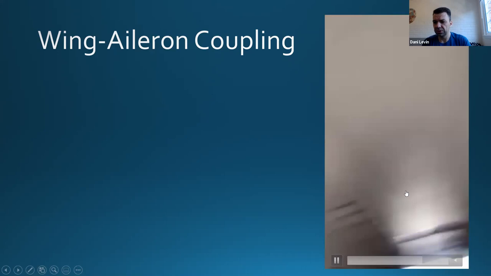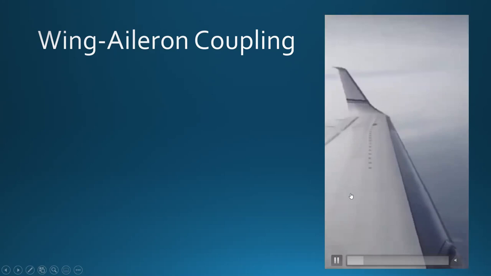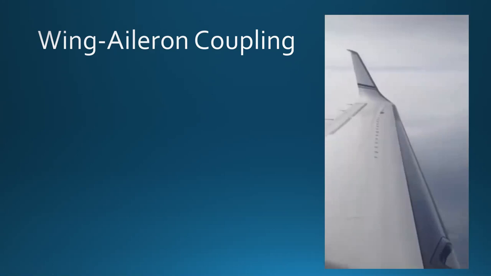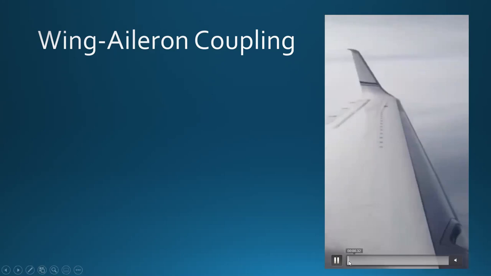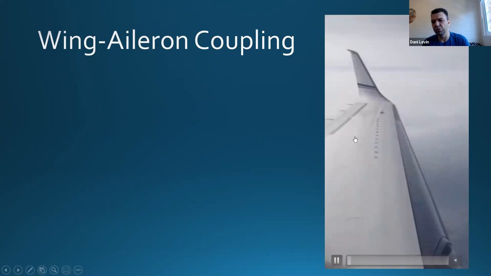So what do you see here? What do you see in this video? What's vibrating? The wing. And? People are shaking in their boots. Yeah, of course. But so we have this flutter. You can see the wing bending definitely, but you can also see the aileron. And if you notice, the wing and the aileron are kind of in antiphase.